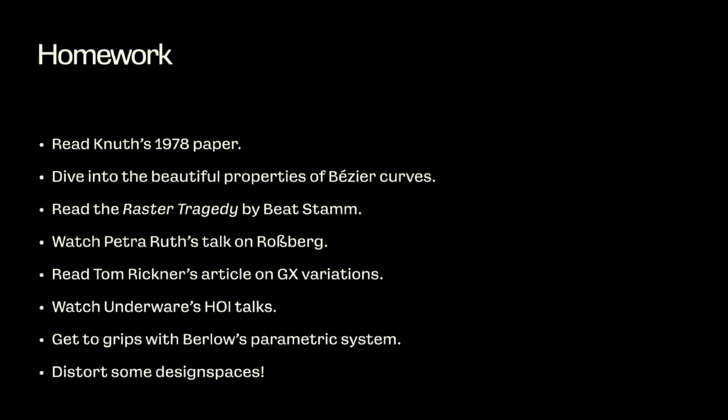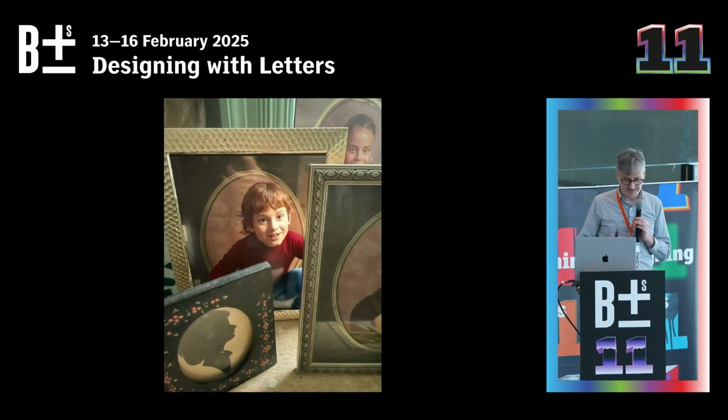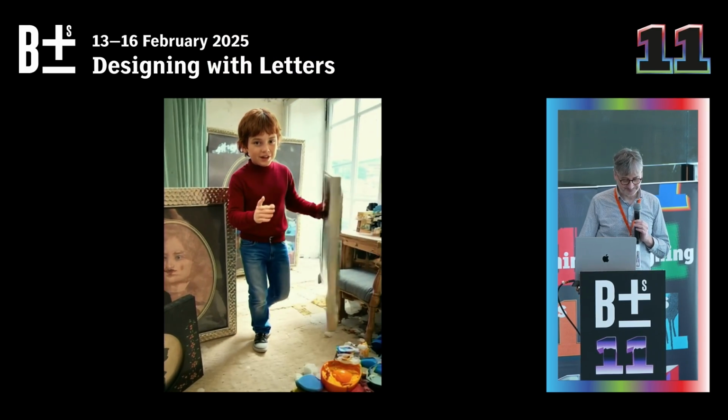I'm going to leave you with some homework, which is read Knuth's 1978 paper, dive into the beautiful properties of the Bezier curve, read The Raster Tragedy, watch Petra's talk about Rosberg, do read Tom Rickner's article, watch Underwear's Hoy talk, get to grips with Berlow's parametric system, and distort some design spaces. And most important, embrace joyfully those obsessions of your inner child, especially those your teacher didn't get.